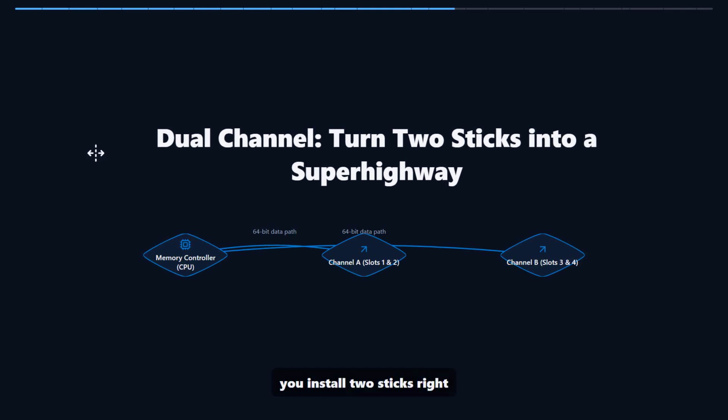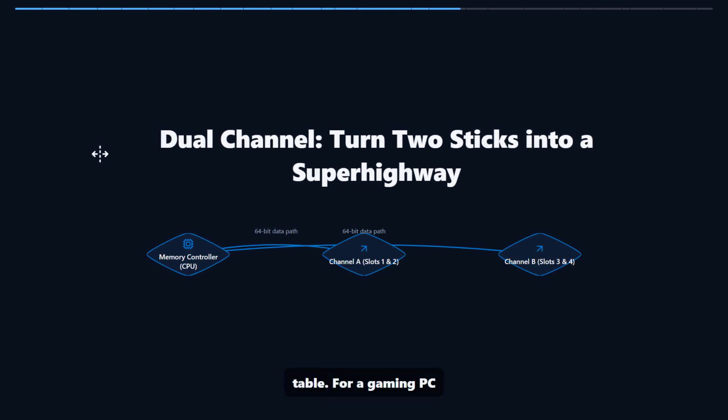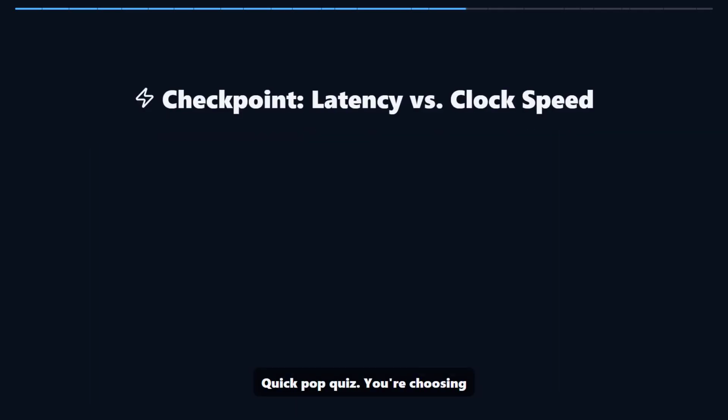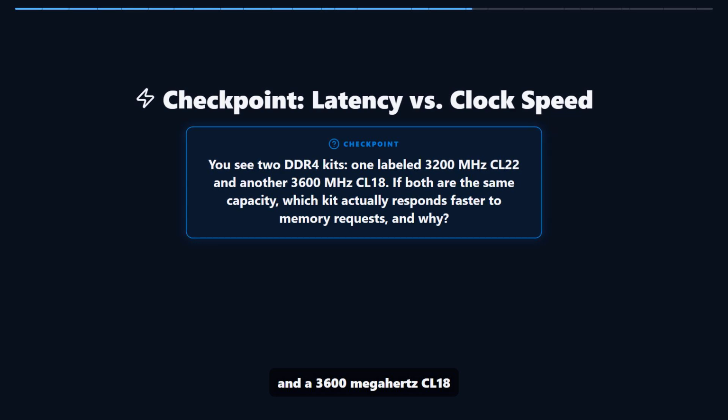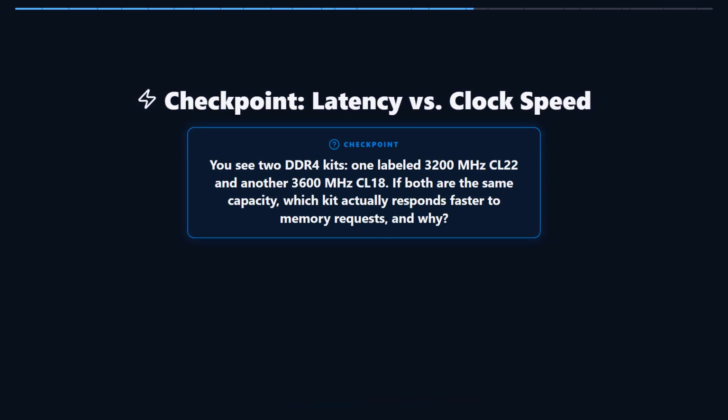If you install two sticks right next to each other on the same channel, you're stuck in single-channel mode, leaving half your potential bandwidth on the table. For a gaming PC or any throughput-hungry task, that's the difference between smooth frames and stuttery regret. Quick pop quiz. You're choosing between two DDR4 kits, a 3200 MHz CL22 kit and a 3600 MHz CL18 kit. Which one actually responds faster and why? Pause if you need a moment.